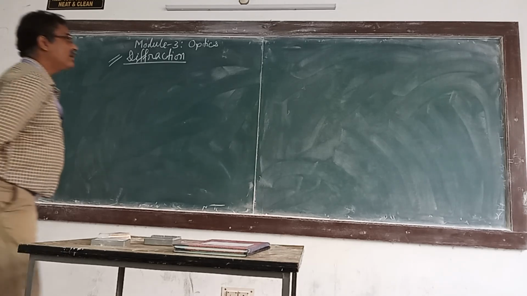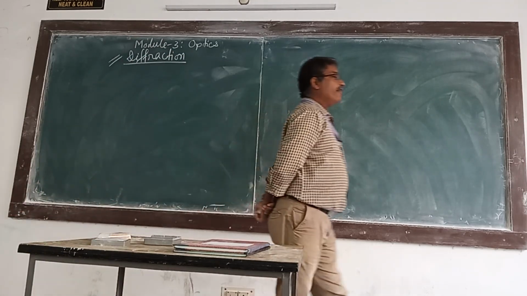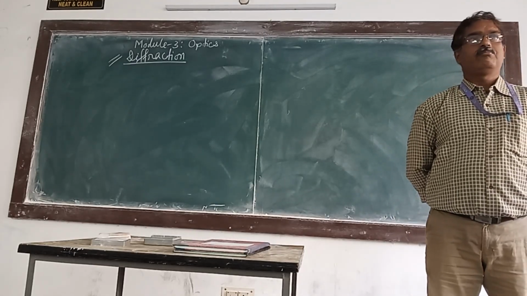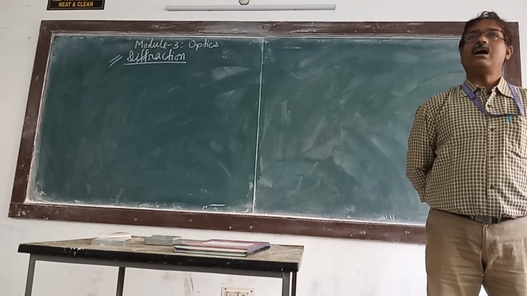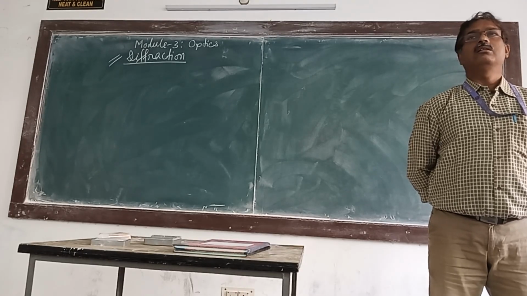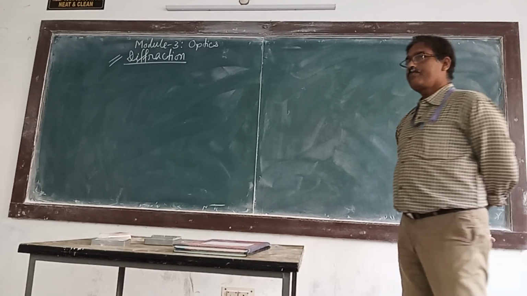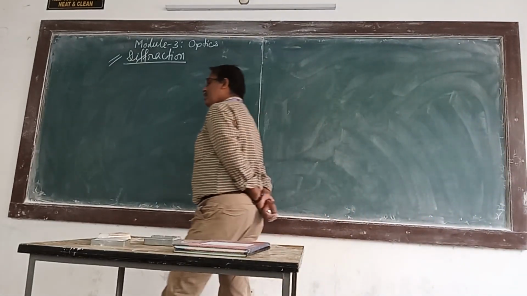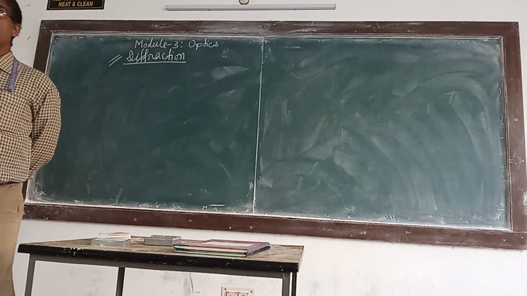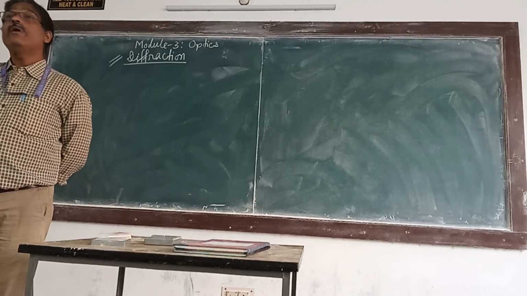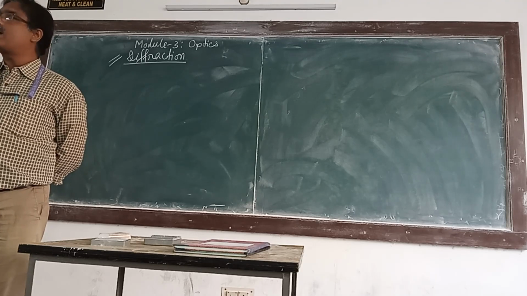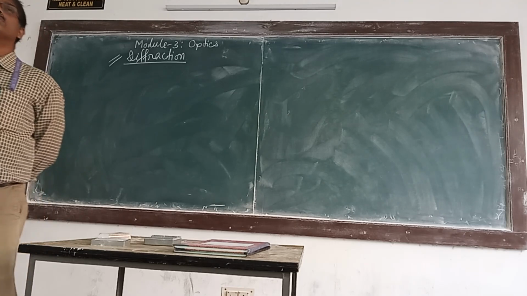Diffraction is the bending of light from a sharp corner and its distribution in the geometrical shadow region. That is called the diffraction of light. Till now you know that light travels in straight lines. So how does the light bend? It cannot bend from any ordinary corner, only from a sharp corner. So what is the sharpness?